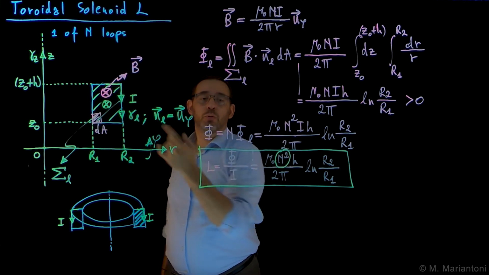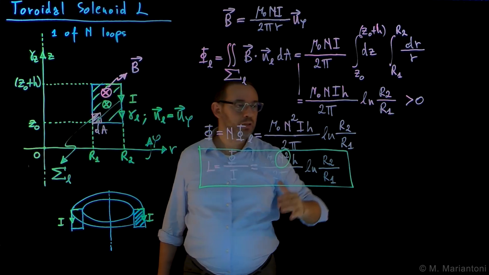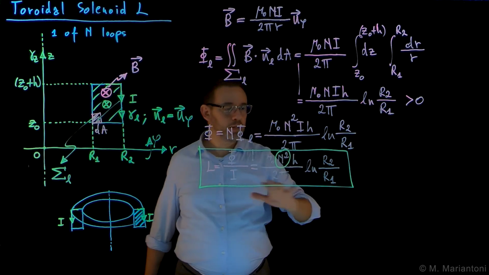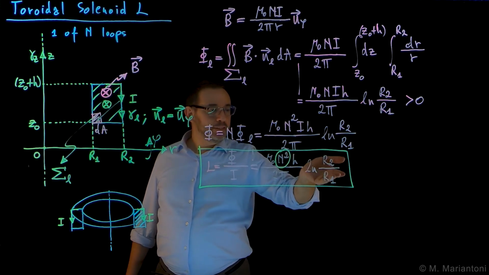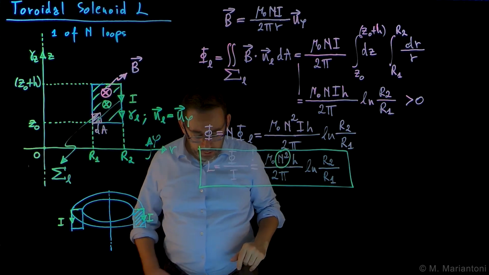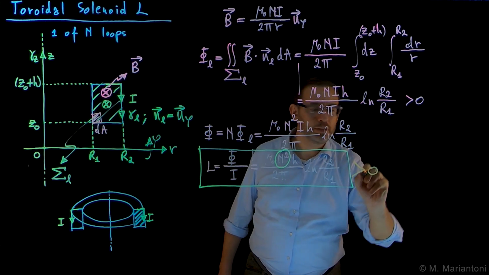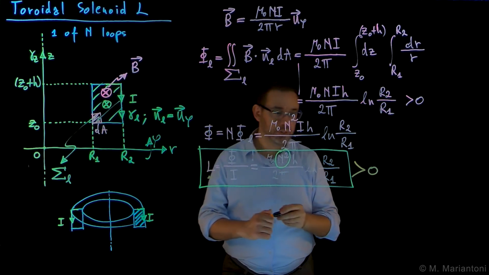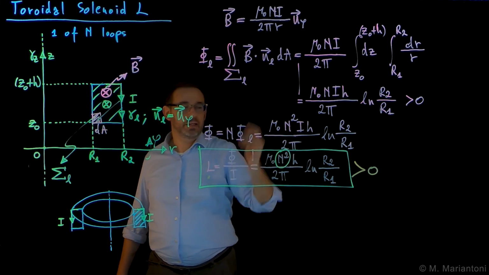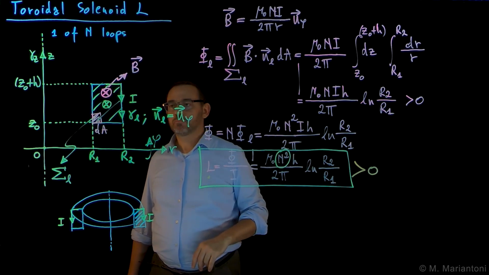Then we have many loops, so we multiply times N, equally everywhere, because it's all equally homogeneously organized. And so we get this famous N squared logarithmic dependence, and clearly this quantity is always a positive quantity as expected for a self-inductance, because R2 is larger than R1. This is N squared, and all the rest is positive quantities. That's it.